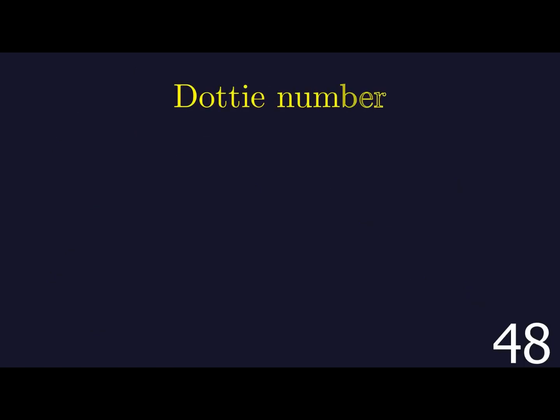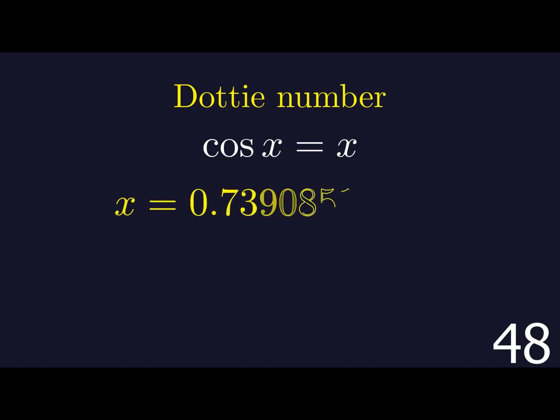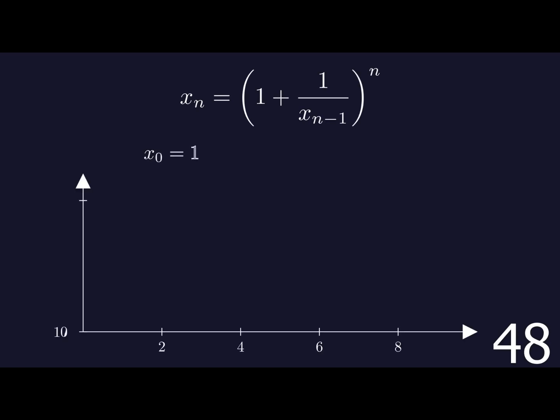The dottie number is the solution to this equation. Its value is approximately 0.73. Let's define a sequence where each element is equal to 1 plus 1 over the previous element, raised to the power of its position in the sequence. For example, if we start with 1, the next element is 2 to the power of 1. The next element is 1.5 to the power of 2, and so on.